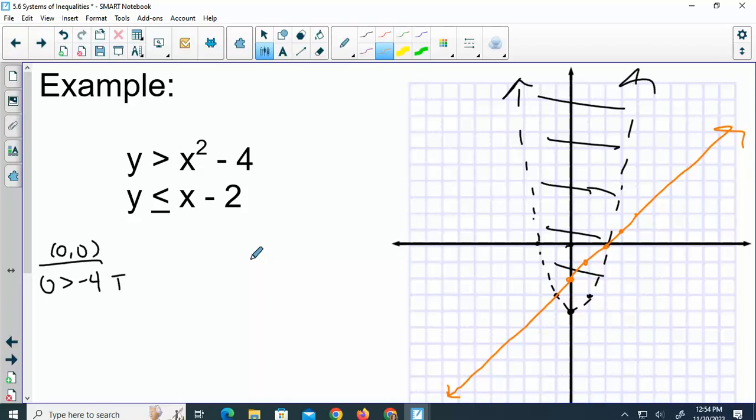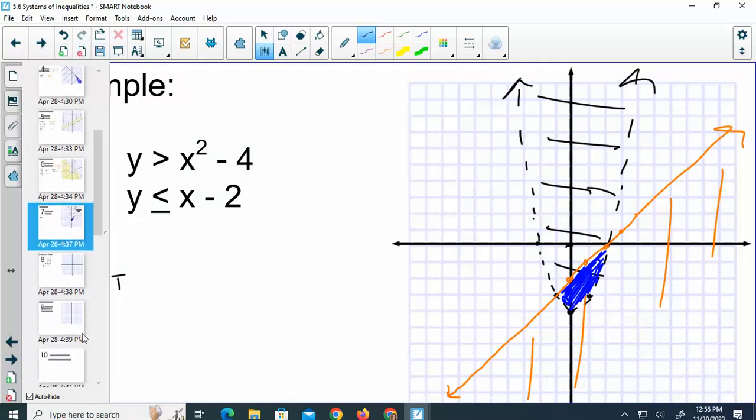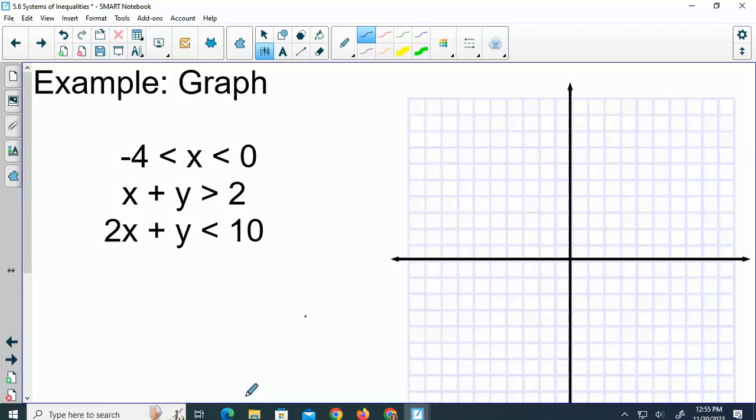Which way would it shade? Because of the less than, you could do your test point. So our overlap is everything under this line and inside the parabola. Those okay? Let's do at least one more. We have 2 if we need them, but you're not limited to just 2 equations. So let's look at one with multiple.